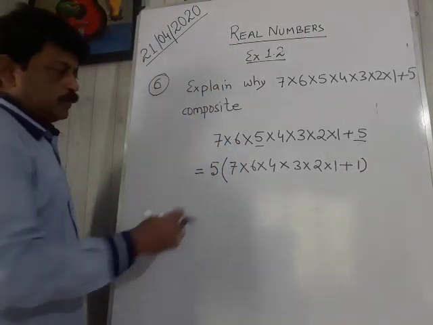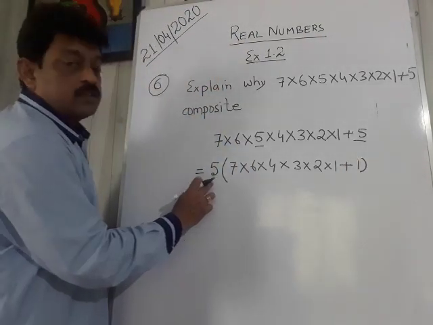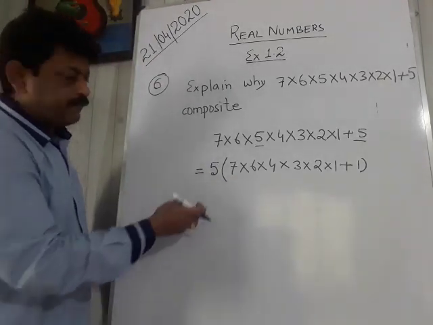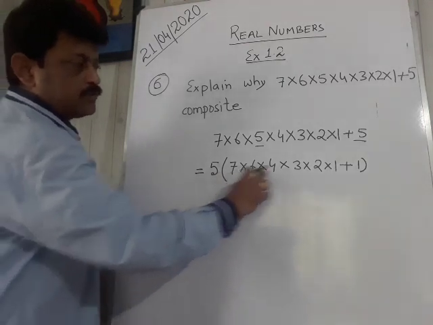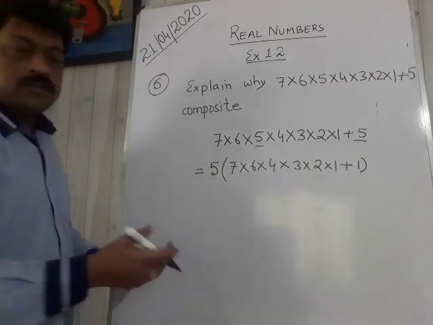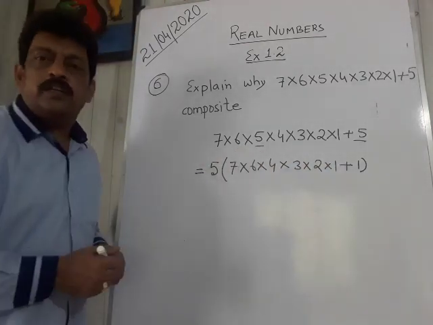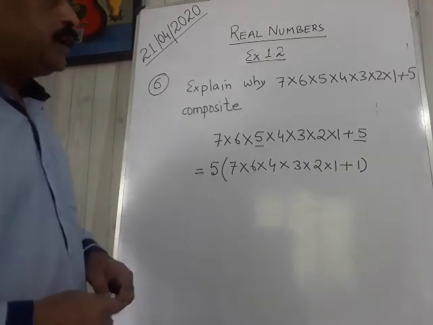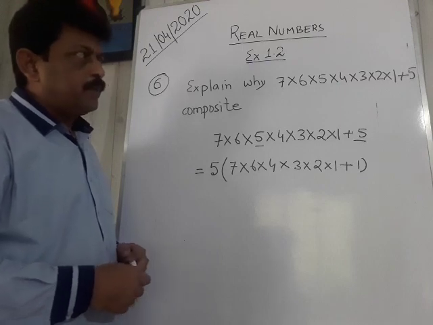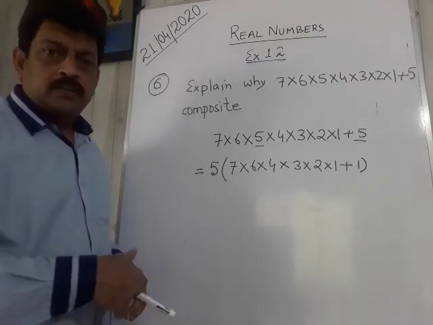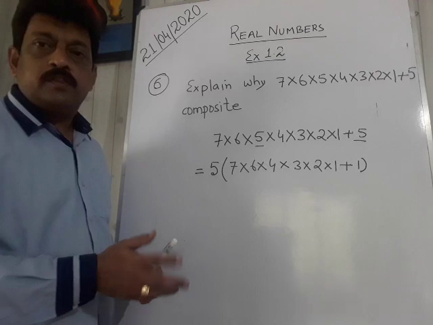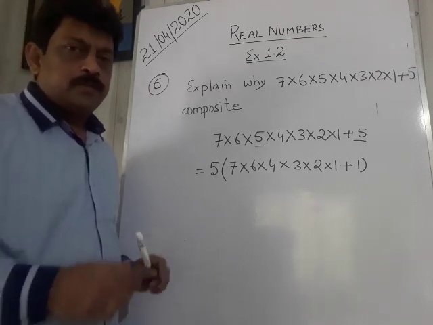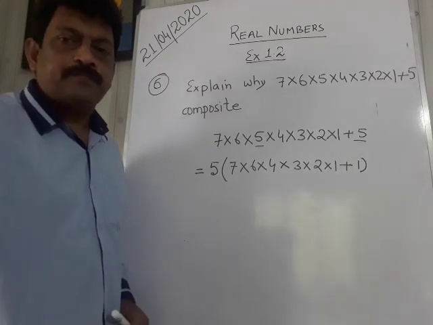So here also the whole thing is divisible by 5 because I have taken 5 as common. I can take 5 as common, that means it is divisible by 5. Since it is divisible by 5, that is why it is composite according to the definition of composite number. So in this way, any question of this type, try to find a common factor and then show that the given number is divisible by that factor, then it becomes a composite number. Understood? Good.